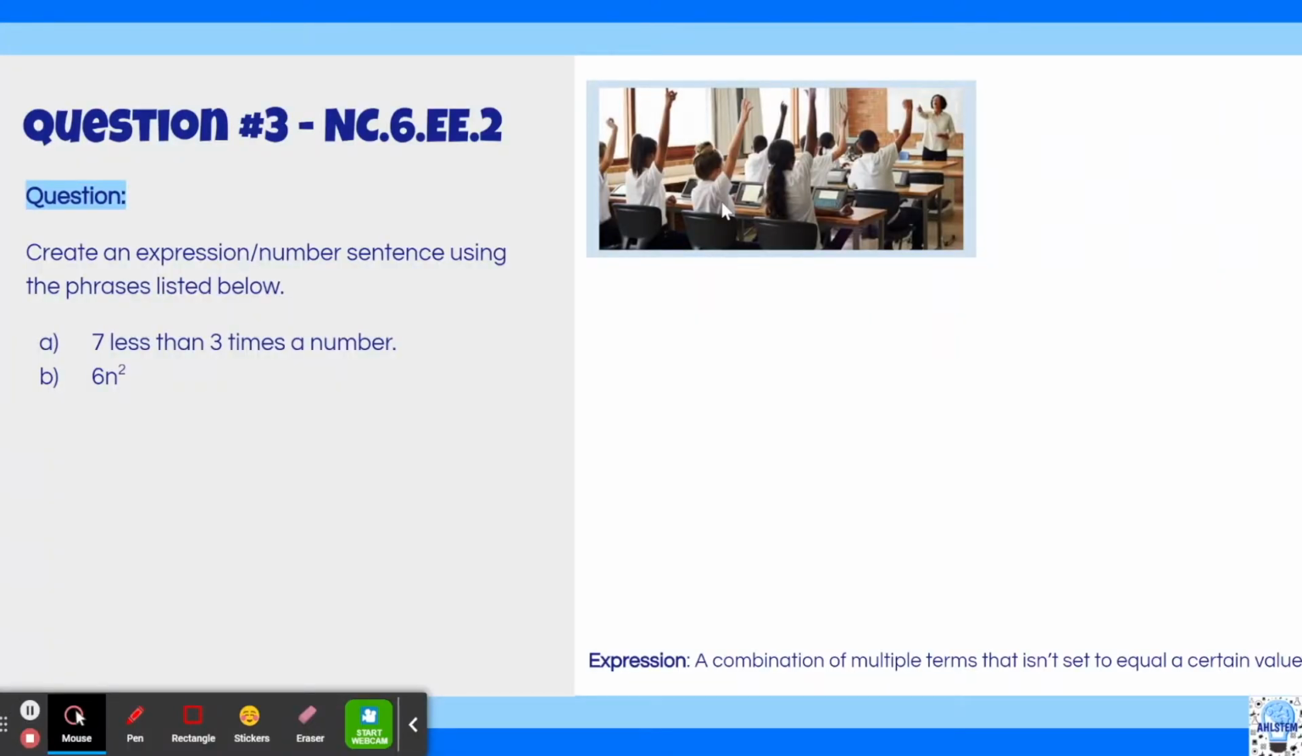All right, problem number 3. We have to create an expression or number sentence using the phrases listed below: 7 less than 3 times a number, and 6n squared. And I gave a little definition down here.